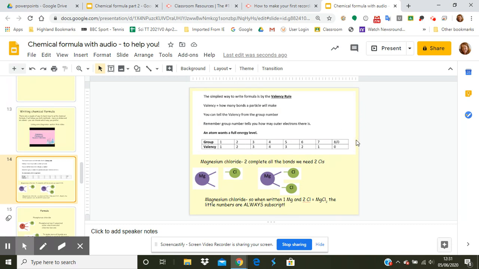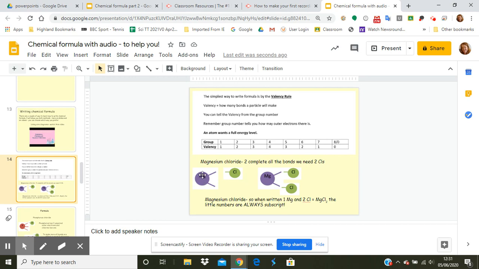So you've got the groups across the periodic table, 1 to 8. The valencies always go 1, 2, 3, 4, 3, 2, 1, because there's 1, 2, 3, 4 outer electrons. Then there's actually 5 outer electrons, 3 are unpaired. 6 outer electrons, 2 are unpaired. 7 outer electrons, 1 is unpaired.